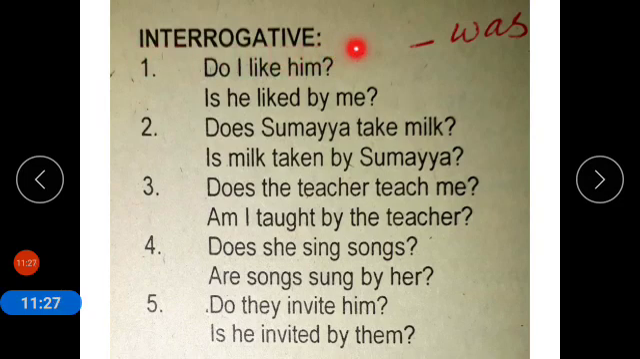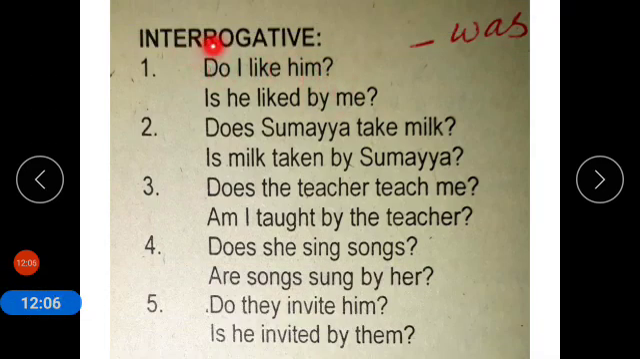Now coming to interrogative sentences. How to change interrogative of present indefinite tense? Do I like him? Question mark. Do shows that it is present indefinite tense. So we will use the helping verb of it, is. So first of all we will use is instead of do. The helping verb of present indefinite tense is is. Then we will use I like him. Him will be changed into he. He liked by, I will change into me.